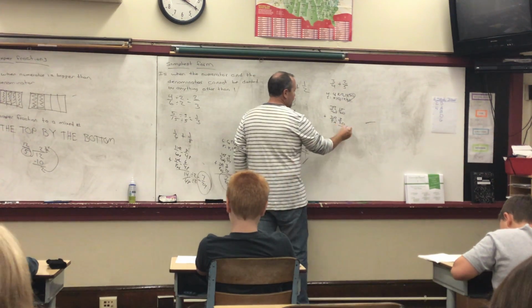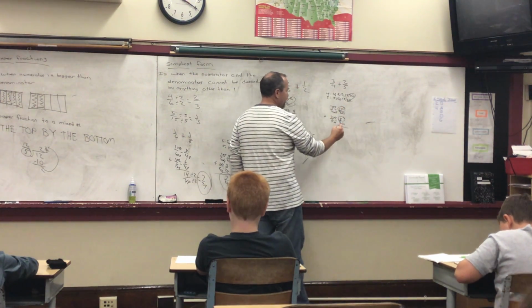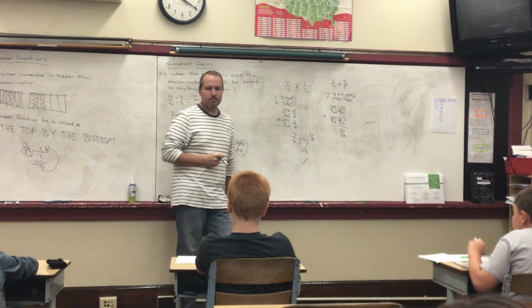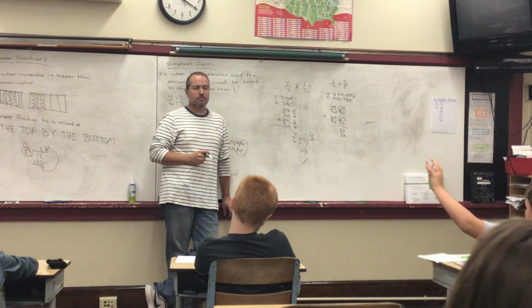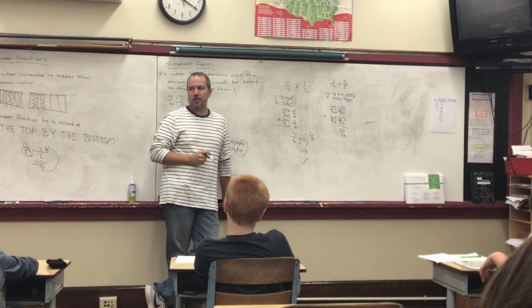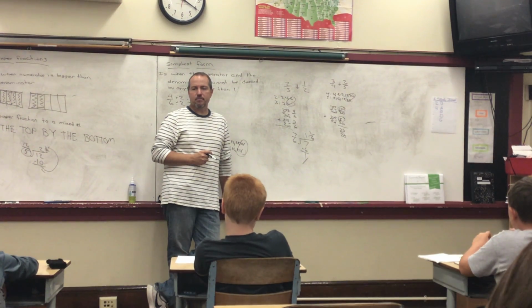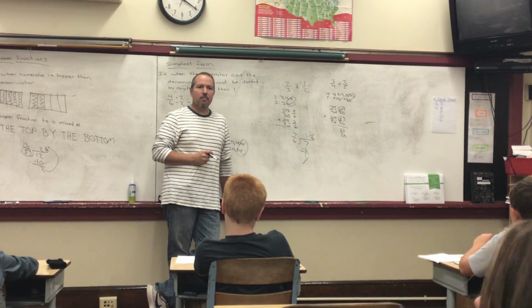Now we're going to add them up. We're going to add the numerators. 8 and 15 gives us 23 over 20. Everybody got that? Yeah. If you didn't, do you see where you made your mistake? And now we have an improper fraction.